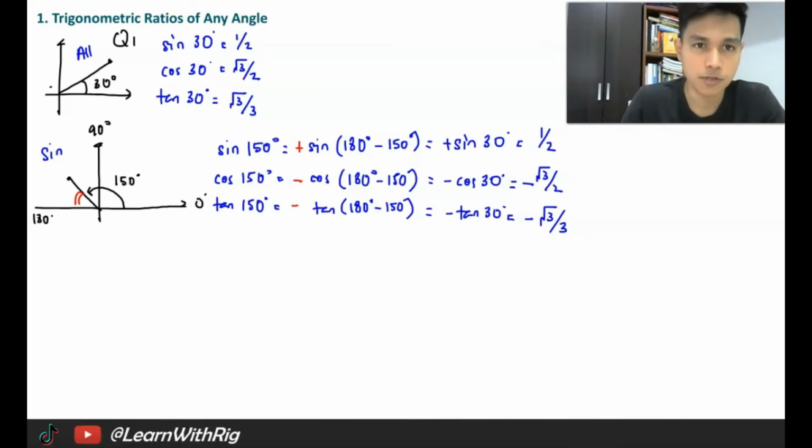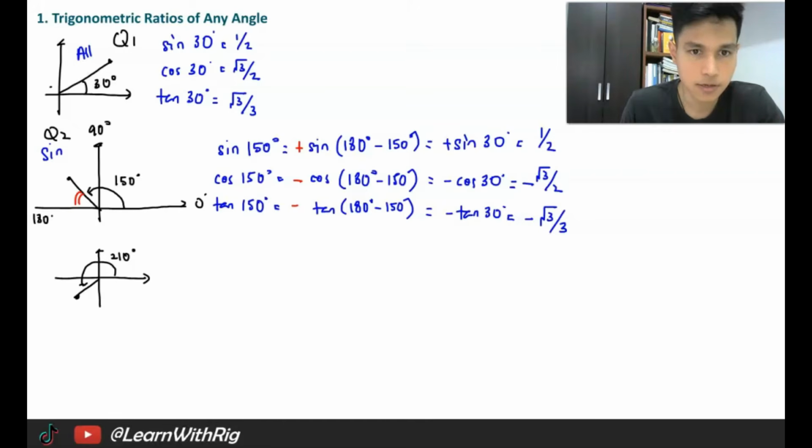Okay, now let me give you another one. By the way, this is quadrant 2. Now what if you are in quadrant 3? Let's say you have rotated up to 210 degrees from here to here. This is quadrant 3, and what is positive here? Only the tangent is positive, the rest will be negative, correct?